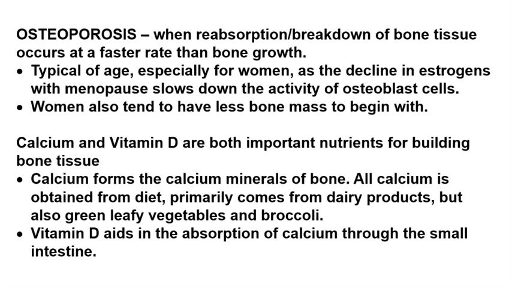Two important items that help our bodies to build bone, of course, are the calcium minerals that form the calcium extracellular matrix of bone tissue, but also vitamin D is an important nutrient as well. So both of these, both calcium and vitamin D, are extremely important for building bone tissue. Calcium obviously is the basis for the calcium minerals of our bone. All of the calcium that we have in our skeleton is obtained from our diet, and it primarily comes from dairy products, which are very rich in calcium.